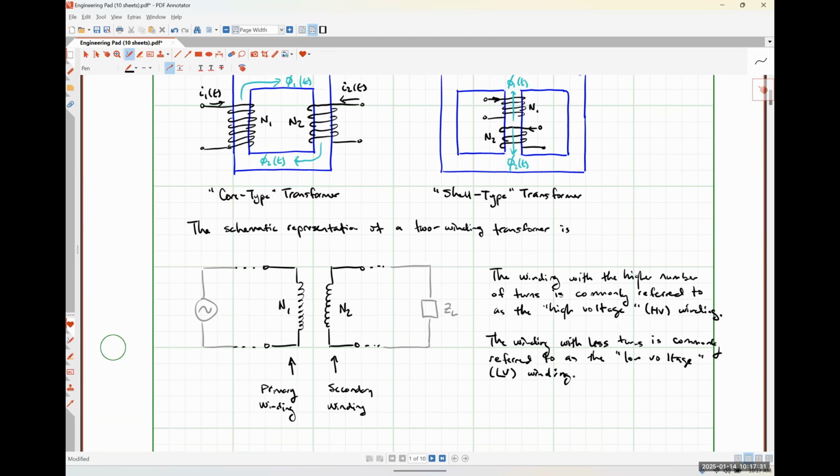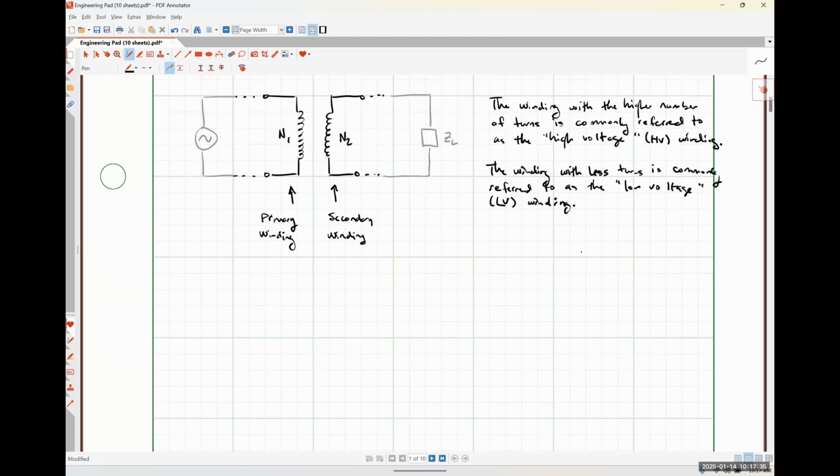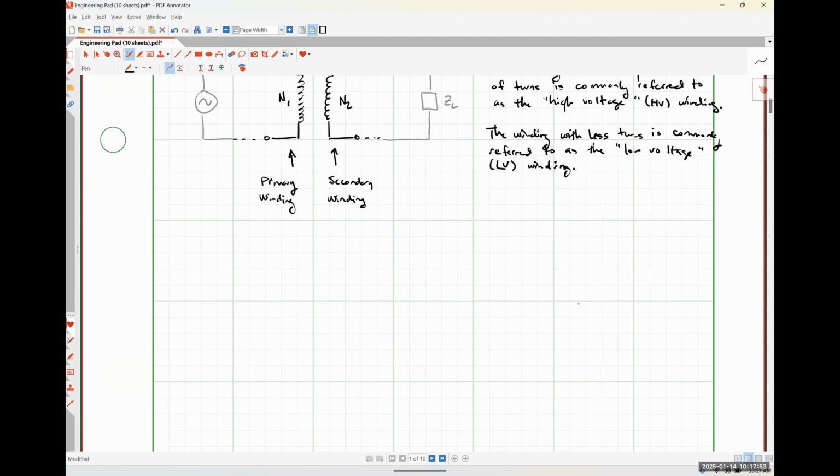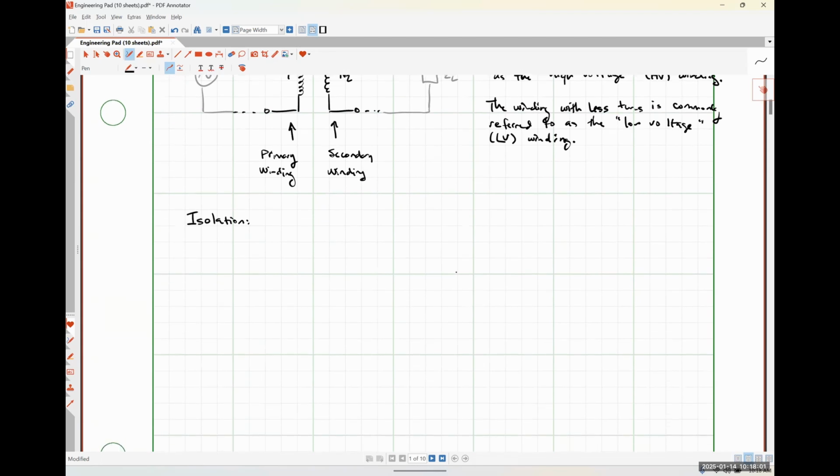So transformers are used in a large variety of applications. Isolation transformers, which I literally just mentioned a moment ago, are used in low power electronics and control systems to isolate circuits and to match the impedance of a source to a load for maximum power transfer. So an isolation transformer system might look something like this, okay?